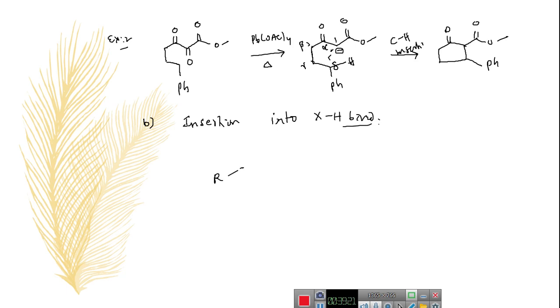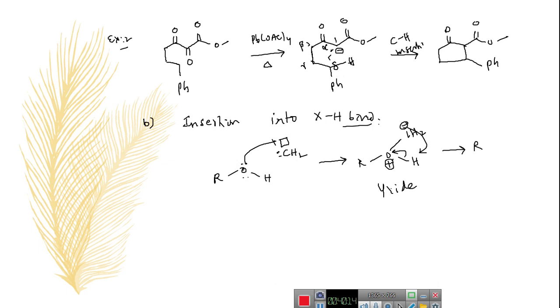For example, if you take an alcohol and a carbene, this carbene has a vacant orbital which accepts an electron pair from this heteroatom. It gets a zwitterionic intermediate, and this ylide intermediate undergoes proton transfer and produces an ether.